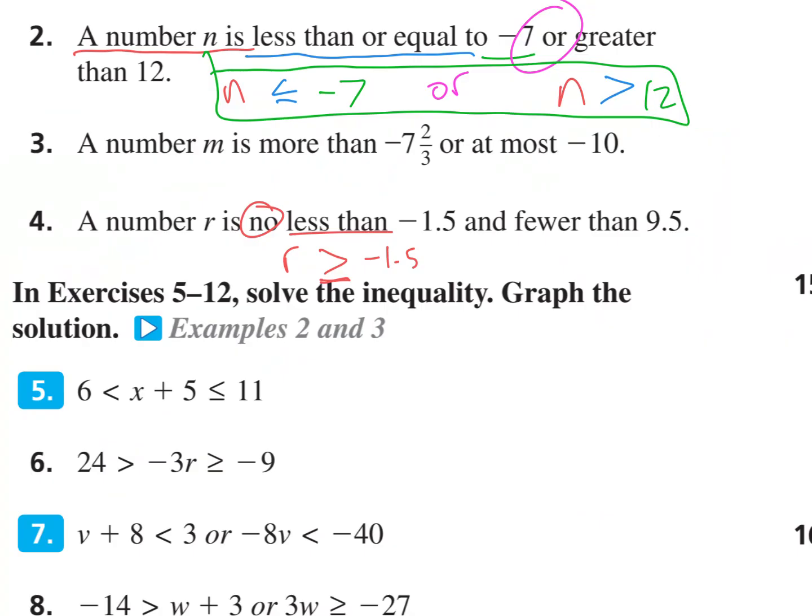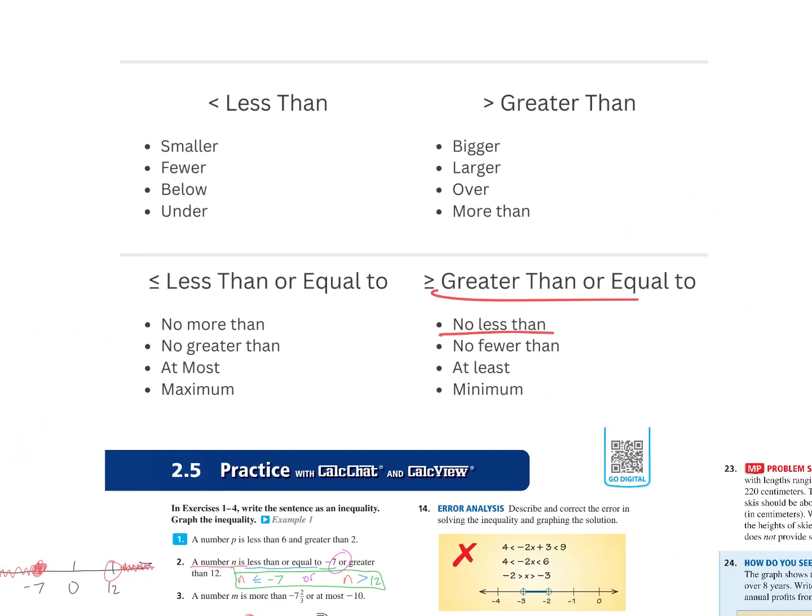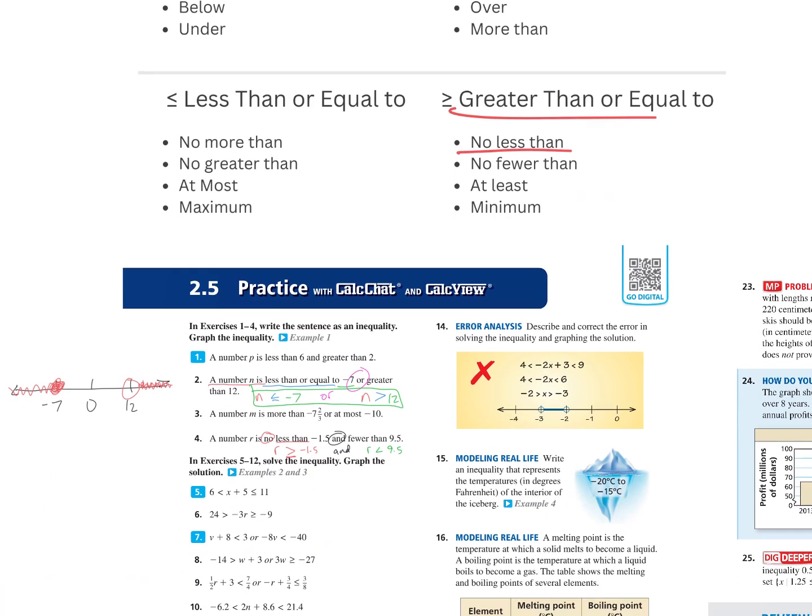There we go. And so you could literally write the word and. Fewer than 9.5. So this is, again, R has got to be fewer than 9.5. And if you're like, well, was that a thing that we learned? Maybe. If you're having trouble with it, that's why I kind of tried to make this thing. And I failed the first time, but I succeeded the second time.